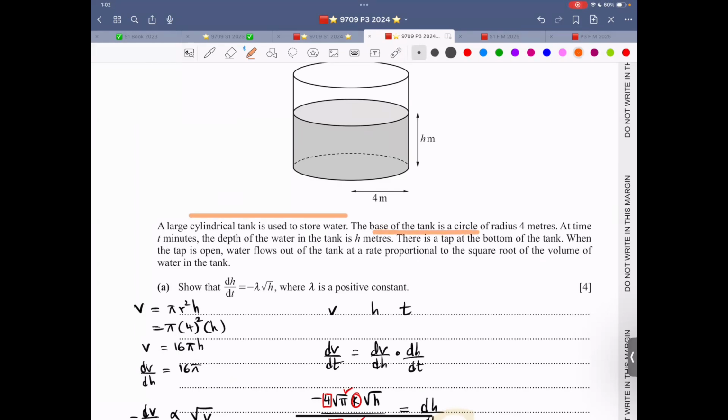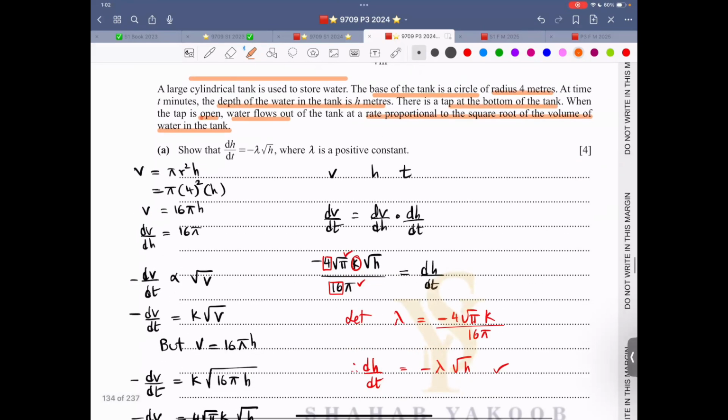It has to be a circle of radius 4 meters. At time t minutes, the depth of water in the tank is h. There is a tap at the bottom of the tank. When the tap is open, water flows out. So there is no inflow, there is only flow out at a rate proportional to the square root of the volume of the water in the tank. Show that.